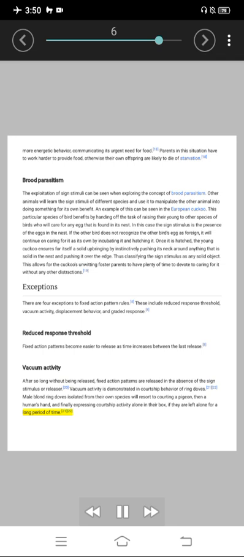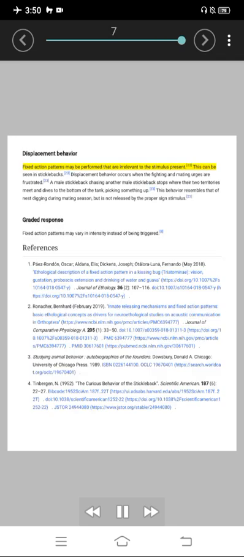Displacement behavior. Fixed action patterns may be performed that are irrelevant to the stimulus present. This can be seen in sticklebacks. Displacement behavior occurs when the fighting and mating urges are frustrated. A male stickleback chasing another male stickleback stops where their two territories meet and dives to the bottom of the tank, picking something up. This behavior resembles that of nest digging during mating season, but is not released by the proper sign stimulus. Graded response. Fixed action patterns may vary in intensity instead of being triggered.